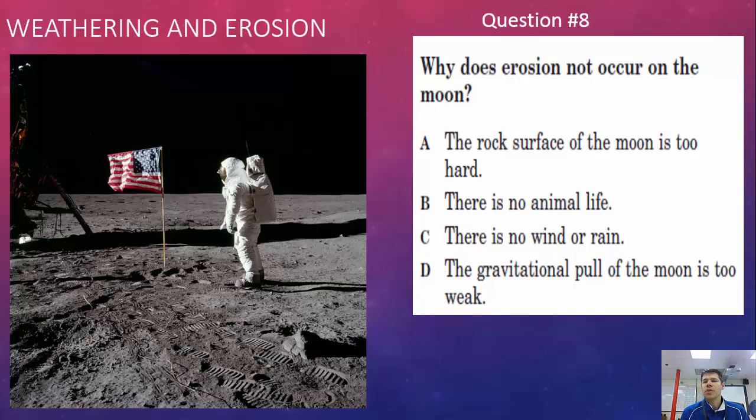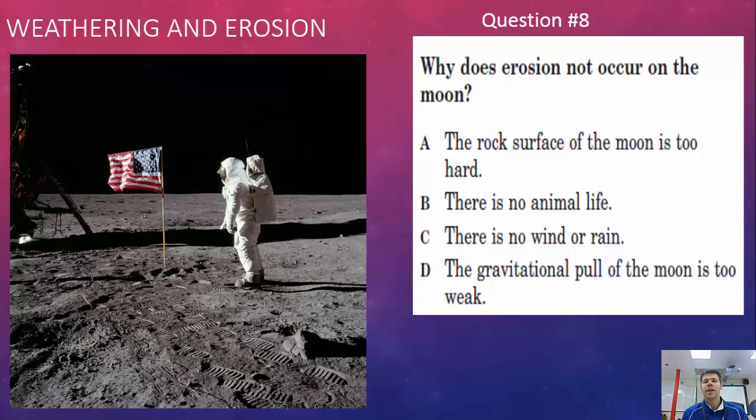So why does erosion not occur on the moon? If you remember, our major causes of erosion here are running water, rain, and wind, and you don't have either of those on the moon. So what's our best choice here? The rock surface of the moon is too hard? No, that's not it. The moon's got about the same rocks we do, it's just a little difference in the amount of iron. The moon doesn't have as much.